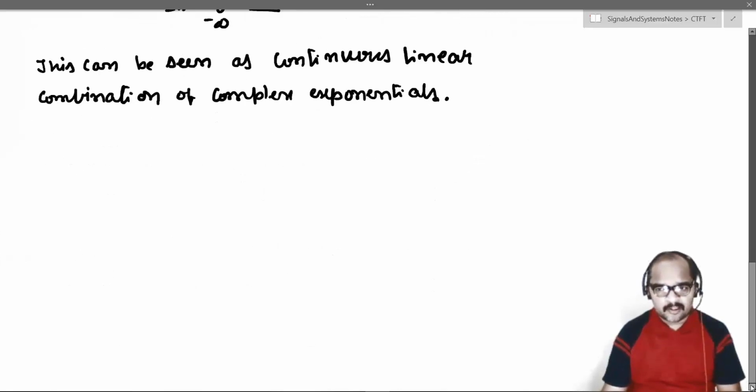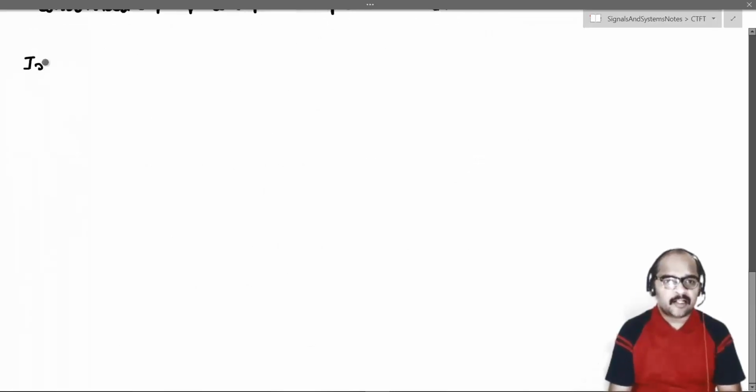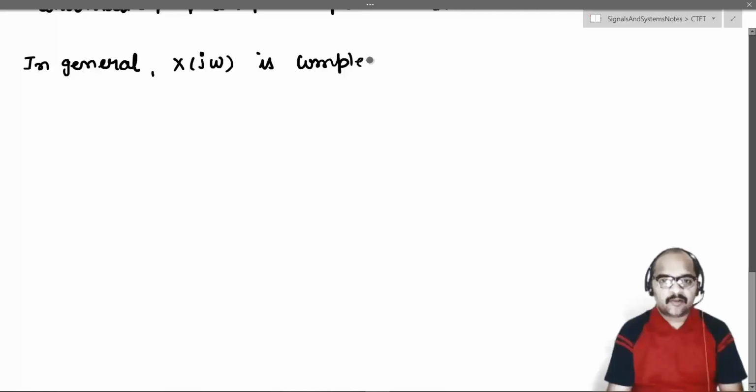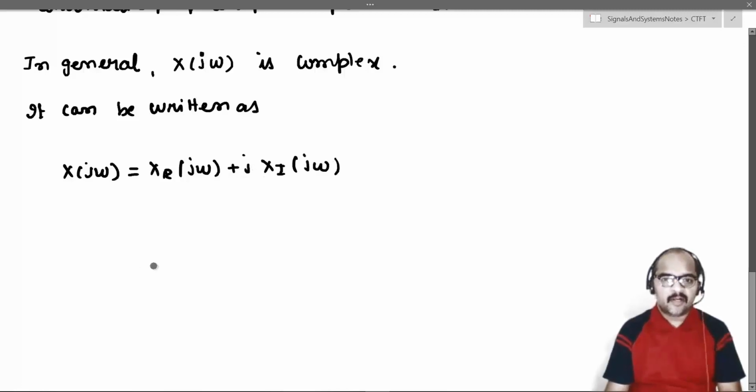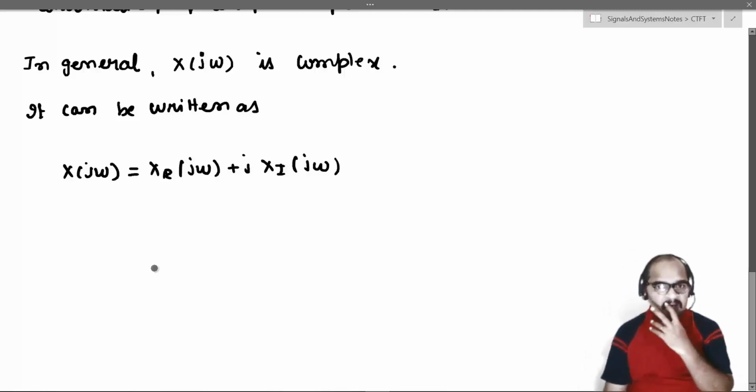Let us come back to the Fourier transform. So in general, we'll talk first about the Fourier transform. In general, the Fourier transform x of j omega is complex. Because it is complex, it can be written as x of j omega is equal to the real part, which is xr of j omega, plus j times the imaginary part, which is xi of j omega. This is one way of representing the Fourier transform.